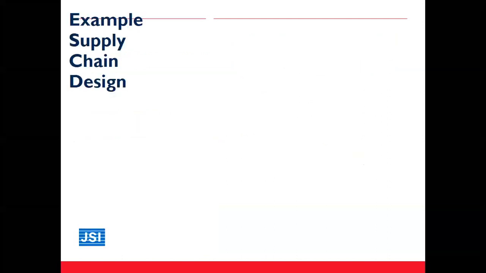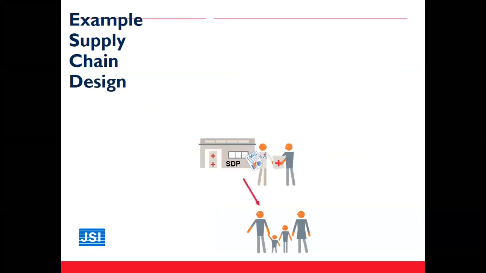Before we end this, I would like to take us through a walk through an example of a supply chain design, illustrating several of the components that we have discussed so far. So to start with, here is the family with children who need vaccines, a family who are customers of the supply chain. They can get their services from a number of different service delivery points, including from community health workers.